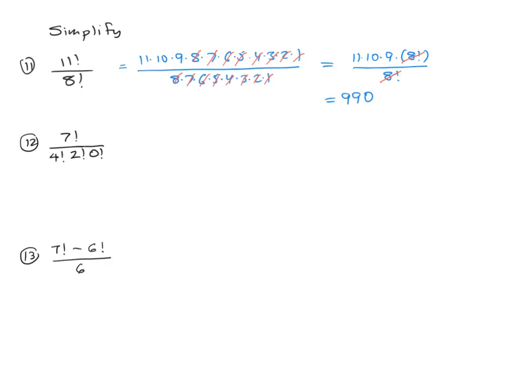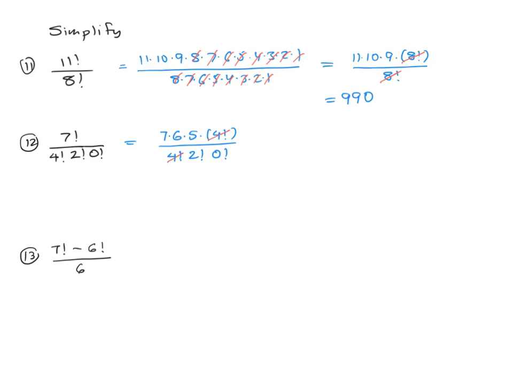So here's another one. I got 7 factorial over 4 factorial, 2 factorial, 0 factorial. So first of all, I'm going to write it as 7 times 6 times 5, and then times 4 factorial, divided by the 4 factorial times the 2 factorial times the 0 factorial. And the reason I stopped at 4 factorial is because 4 factorial is the biggest one on the bottom, so I want to cancel as much as possible.